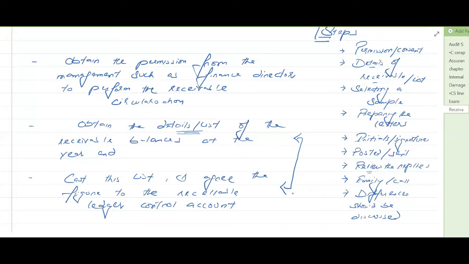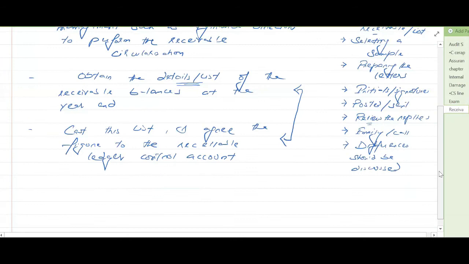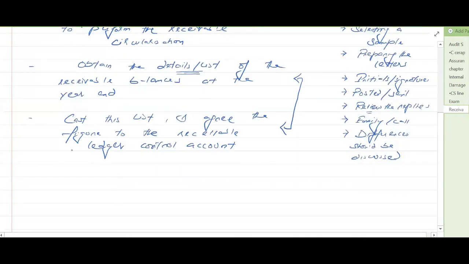Like if you are weak in the accounting, you cannot be a good auditor. So you should know how the things work in accounting, and then you will be able to perform the audit. So similarly, you will be writing all these things in the form of sentences.